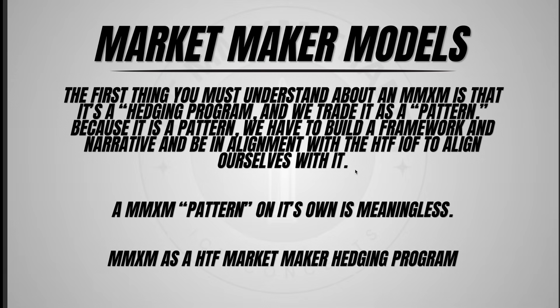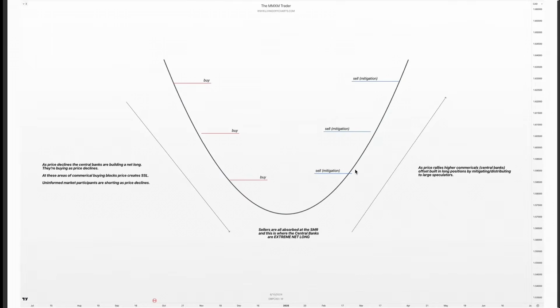It's a pattern. And because it's a pattern, we have to build a framework and narrative to be in alignment with the higher time frame institutional order flow and align ourselves with it, because trading a pattern on its own is meaningless. All right, so let's get into the higher time frame with the market maker models and looking at it as a hedging program on the higher time frame of the central banks. So you can see here I have a depiction of a market maker model, and I'm going to break down the logic of what a market maker model is and what's going on when you see that buy side and sell side of a curve.